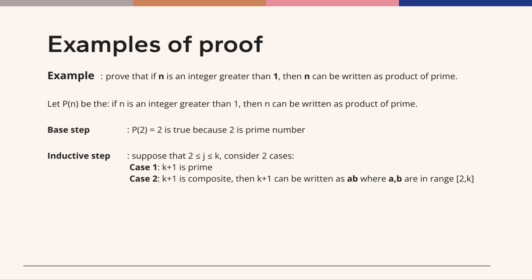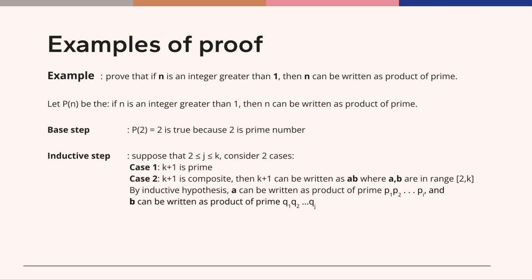And for case number 2, k+1 is a composite number. Then k+1 can be written as a times b, where a and b are in the range from 2 to k. By the inductive hypothesis, a can be written as a product of prime numbers p1, p2, up to pi, and b can be written as a product of primes q1, q2 until qj. So all of these are prime numbers because it's clearly stated that it's the product of primes.